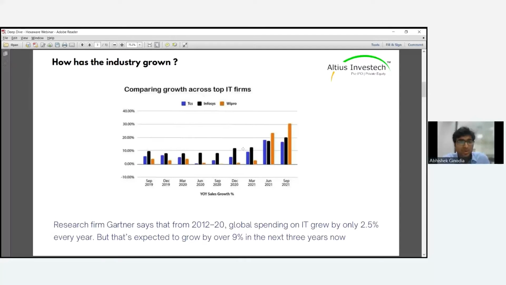There's a research report published by a firm called Gartner, which took a deep dive into the entire IT spends globally. They concluded that from 2012 to 2020, global spending on IT had grown only by 2.5%. But over the next 3-4 years, the expectation is that it will start growing by 9 to 10% globally. For Indian companies this will be even more amplified because India is the outsourcing hub as far as IT companies go. If global IT spending grows by 9% for the next 3-4 years, a majority portion of that would come into the hands of Indian IT companies, and that is where we feel Indian IT companies are going to do phenomenally well in the next couple of years.